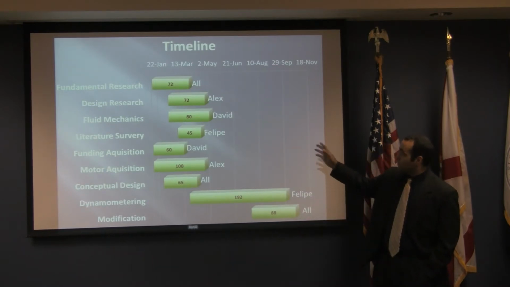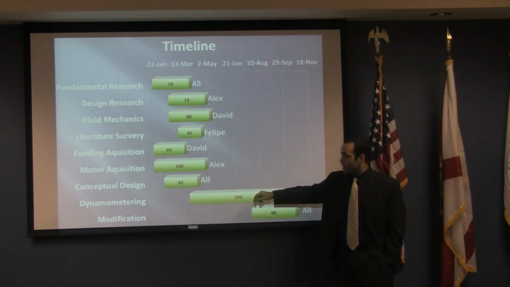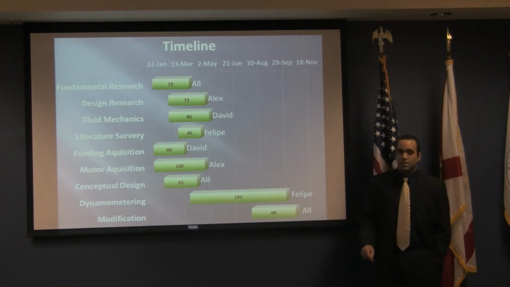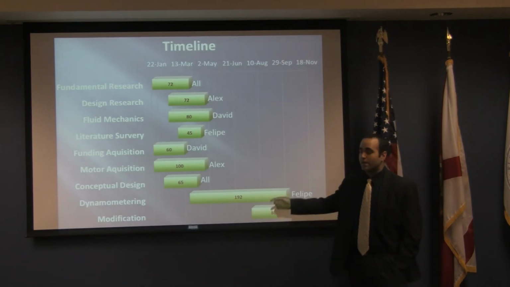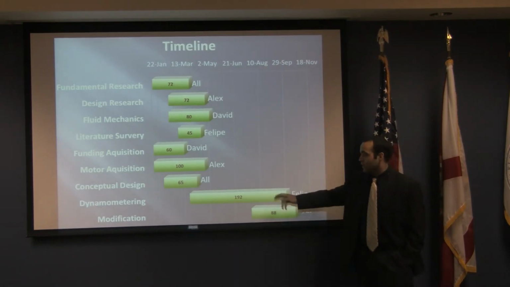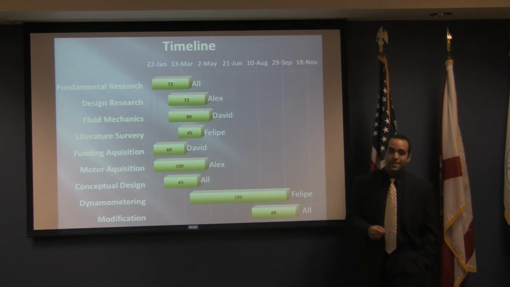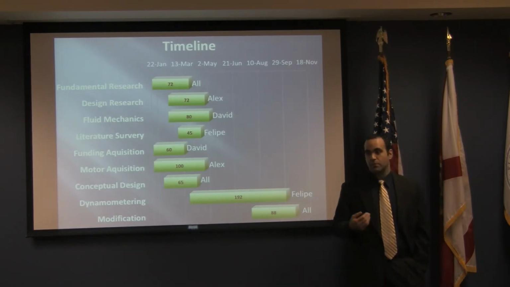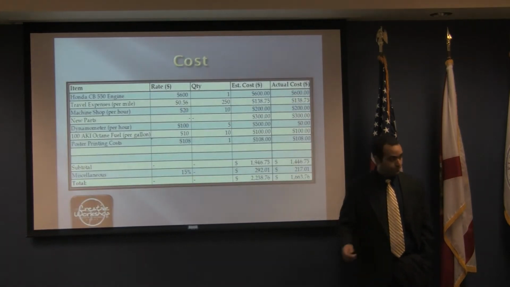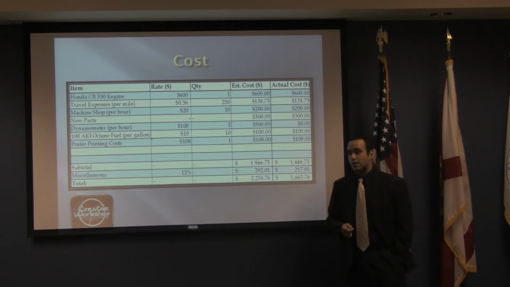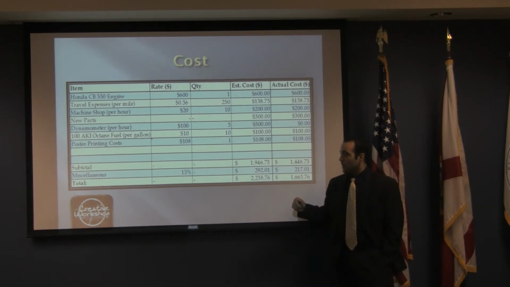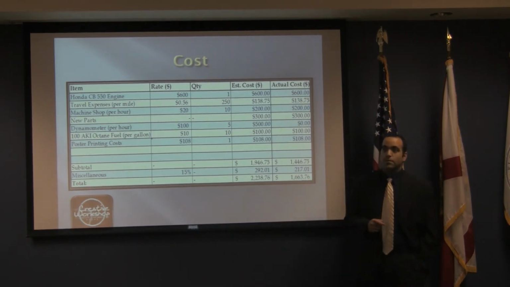As you see, all of our research is done, but our motor acquisition, dynametering, and modification process are all still ahead of us. Now, also you'll note that the dynametering and the modification process overlap, and that's because we'd like to dyno the motor after each individual step, so we can actually quantify our gains from each individual process we do.